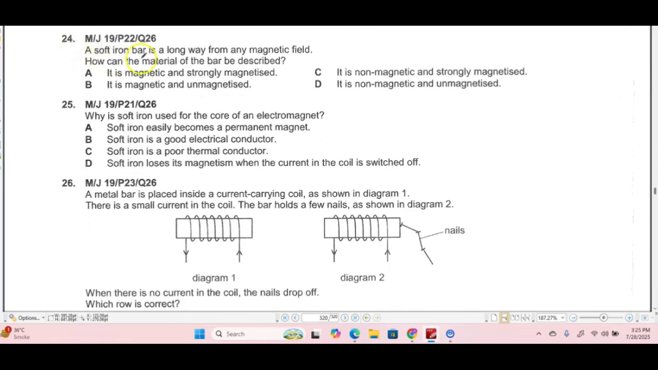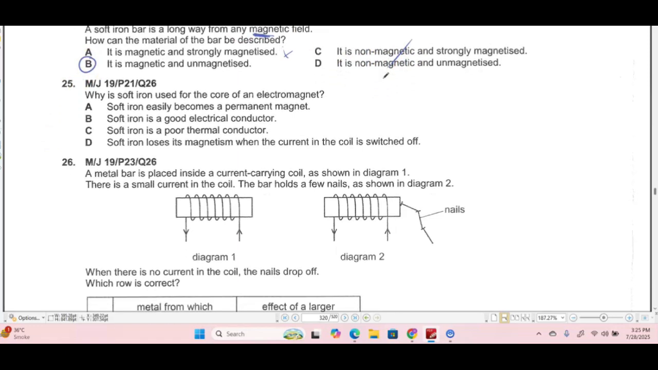Question number 24. A soft bar is a long way from any magnetic field. How can the material of the bar be described? It is magnetic and strongly magnetized. No, it's magnetic but is not strongly magnetized at the moment because it is not near any magnetic field. It is magnetic and unmagnetized. This is the correct option. And this one, it is non-magnetic material, it's not correct.